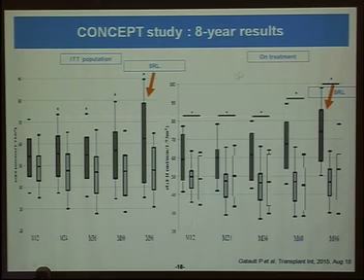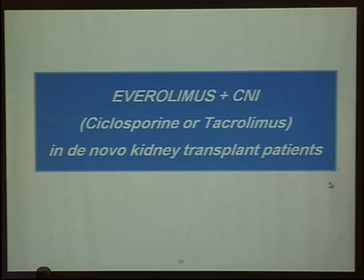ITT population on treatment, you see on sirolimus versus CNI, there's a huge difference in terms of GFR. On treatment, the difference is about 15 milliliters per minute at 8 years. Okay, this was for sirolimus. Sirolimus plus CNI, it's nephrotoxic. You can use sirolimus. What about Everolimus and CNI?